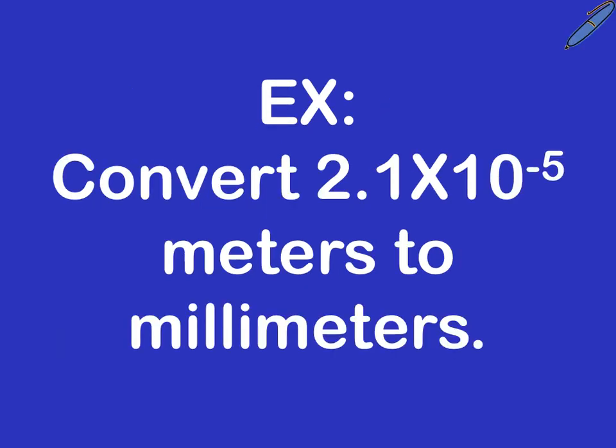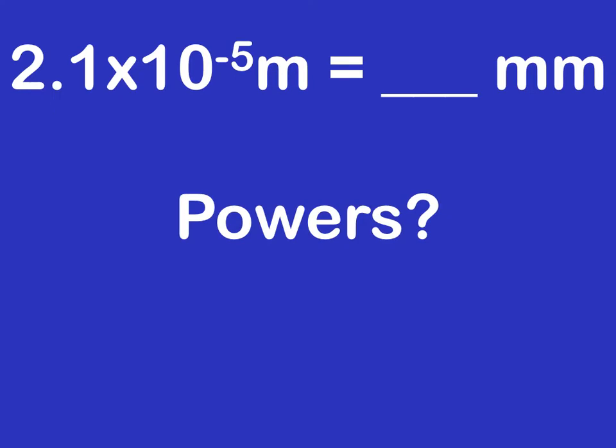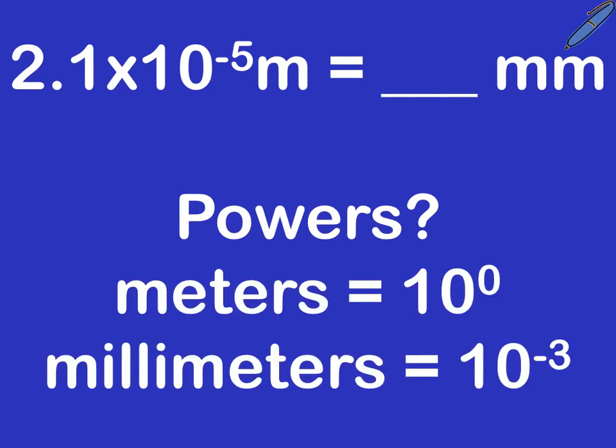Let's do another one. How about if we want to convert 2.1 times 10 to the minus 5 meters to millimeters? Now we've thrown a monkey wrench in here because we have a times 10 to the minus 5. We have a power of 10 already in there. Let me show you how we do this. First of all, we've got to figure out the powers of our prefixes. Notice there is no prefix on the meters. It's a base unit, but we have the prefix milli on our final unit. So therefore, the power of 10 for meters is 10 to the 0, and the power of 10 for milli is 10 to the minus 3.